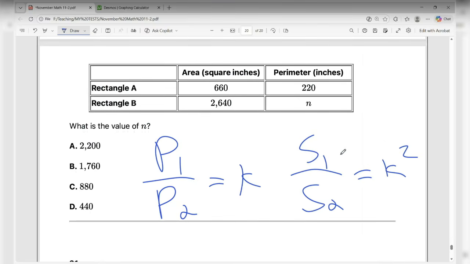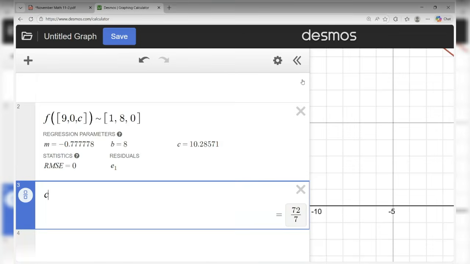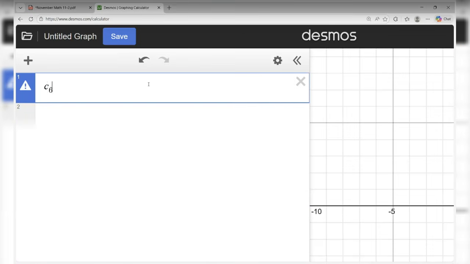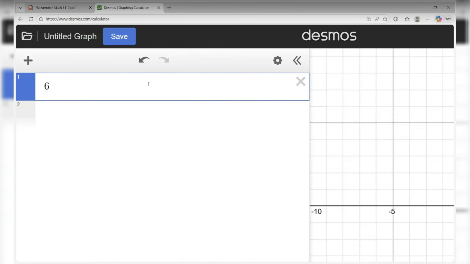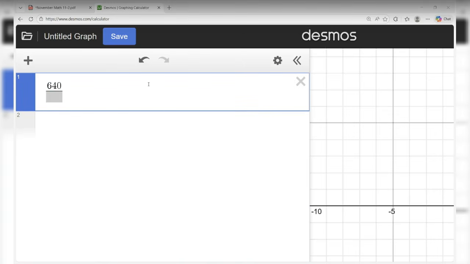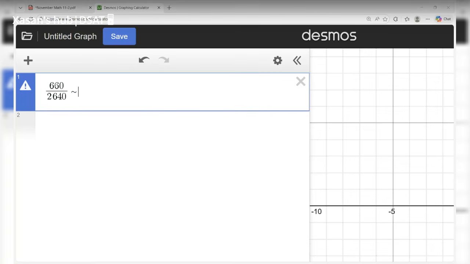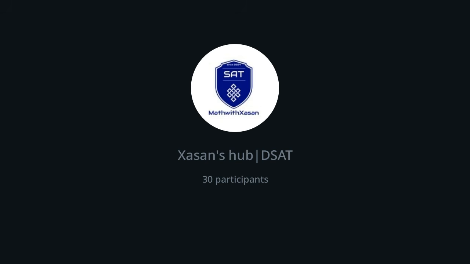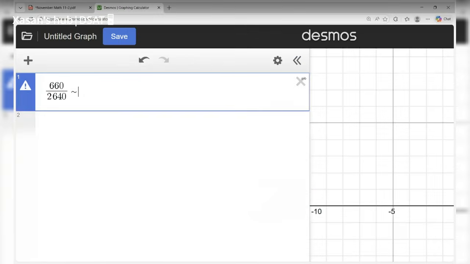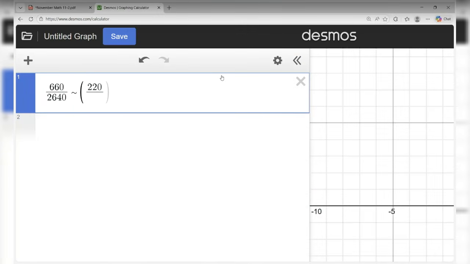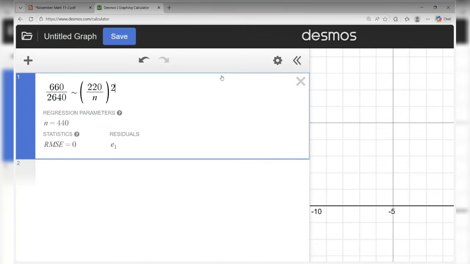So from that, you can understand the ratio of the areas. So let's write it down. 640 divided by 660 divided by 2640. We're using the tilde sign, guys. Instead of k, I'll be using that perimeters ratio. 220 divided by n must be in square. That's all, guys.